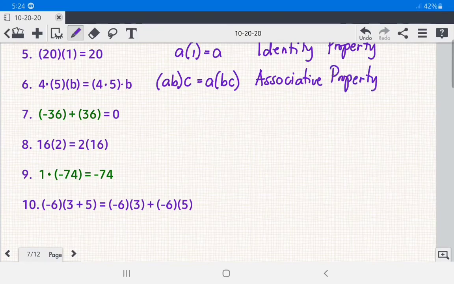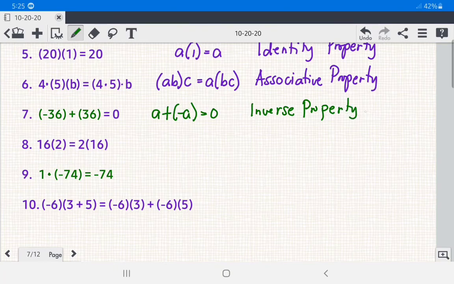Next, for number 7. We have negative 36 plus 36 is equal to 0. So, this is an inverse property of addition. That is, A plus negative A is equal to 0. So, this is an inverse property of addition.